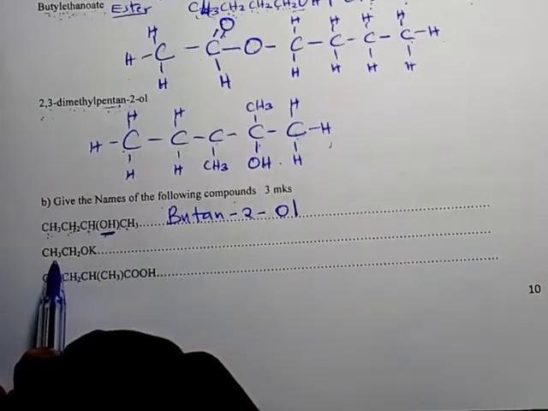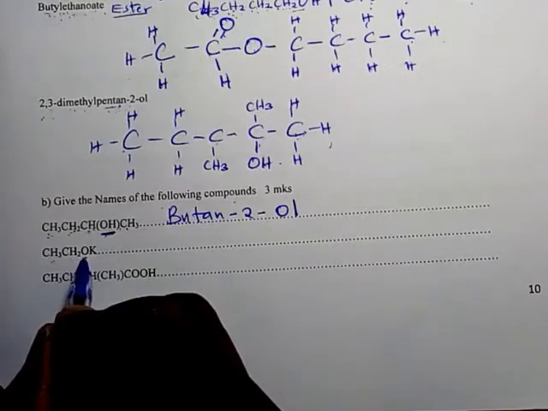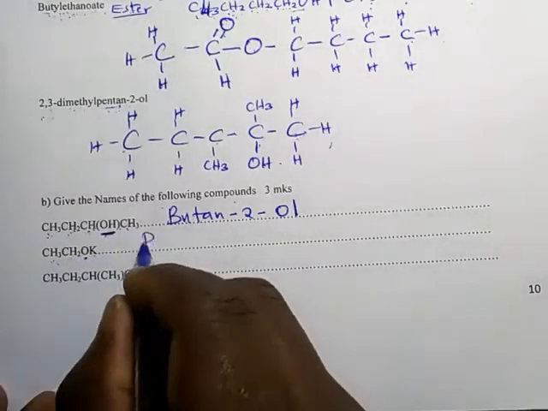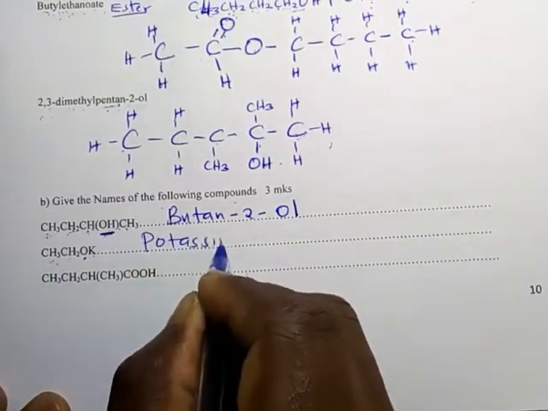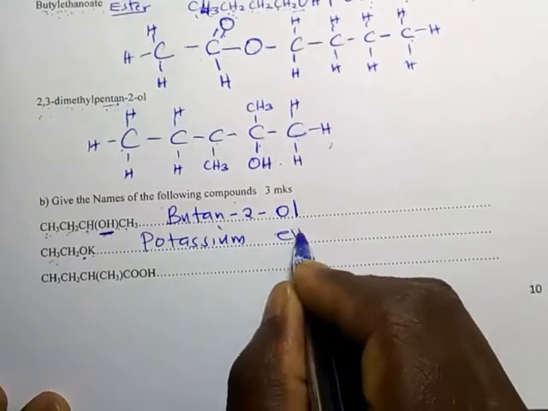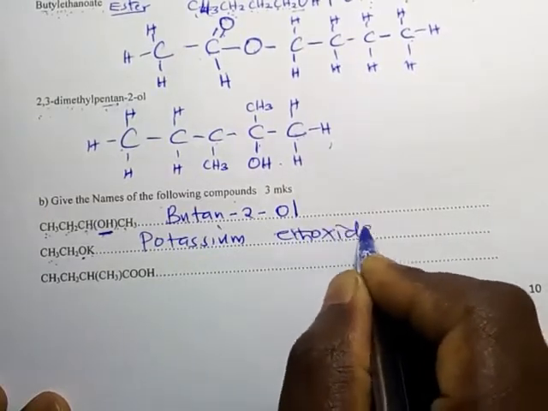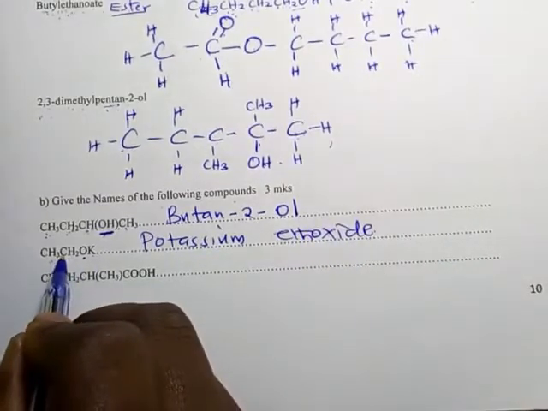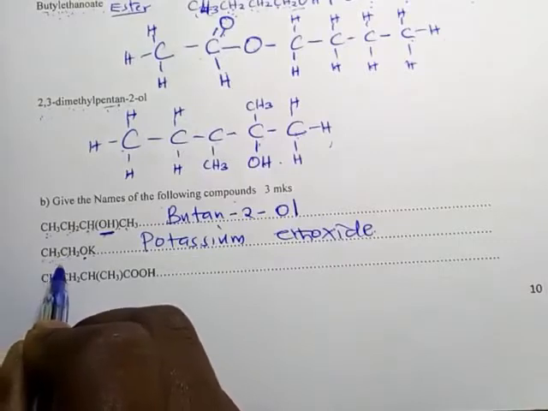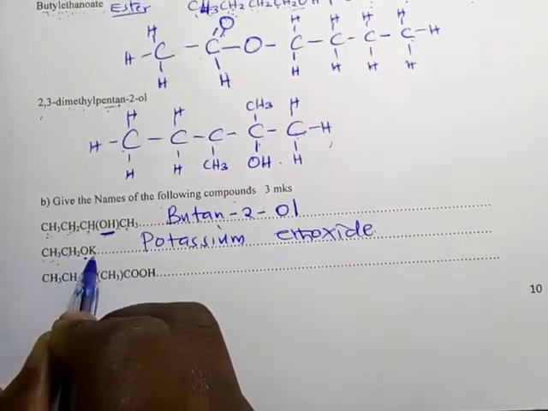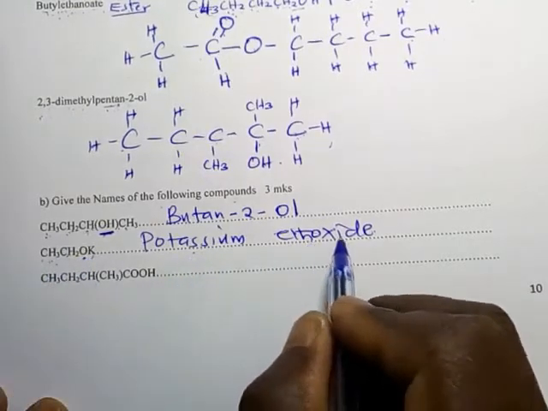This is 1, 2. You see oxygen. One oxygen tells you it is an alcohol that has reacted with potassium to form a compound. So the name here is potassium ethoxide. Why did I say ethoxide? The number of carbons is 1, 2. So it is ethanol that reacted with potassium to form potassium ethoxide.